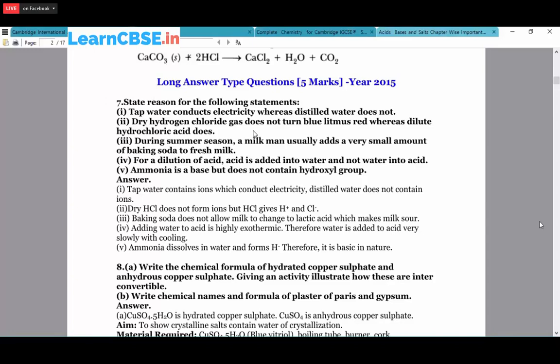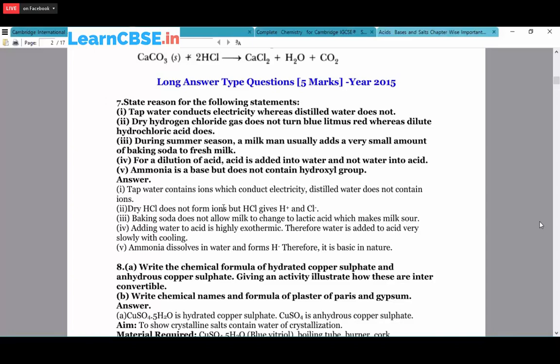Dry hydrogen chloride gas does not turn blue litmus red, whereas dilute hydrochloric acid does. The dry HCl does not form ions, but HCl in solution gives H+ and Cl-. Once it gives H+, this H+ can turn blue litmus red. But hydrogen chloride gas is a gas. In the gaseous state, HCl does not exist in the form of ions. That's why dry HCl does not form ions.